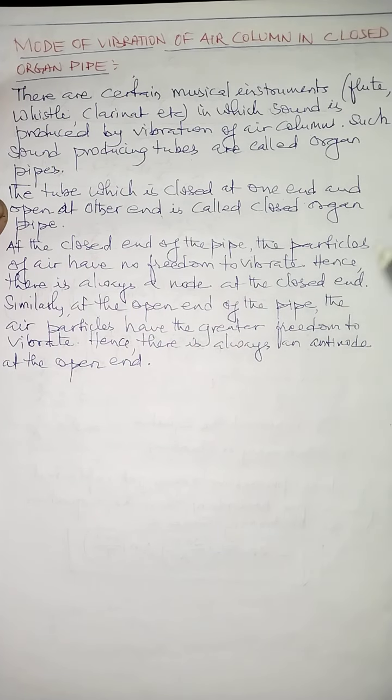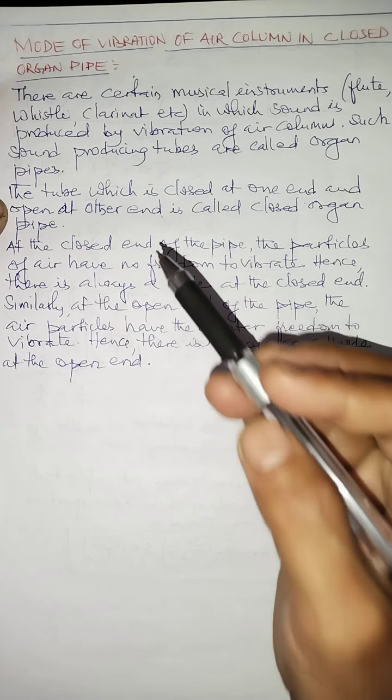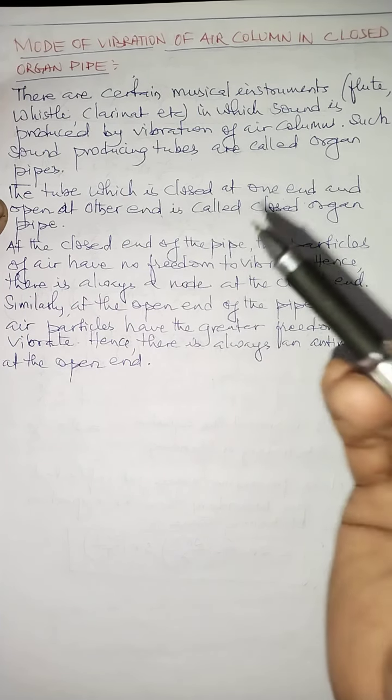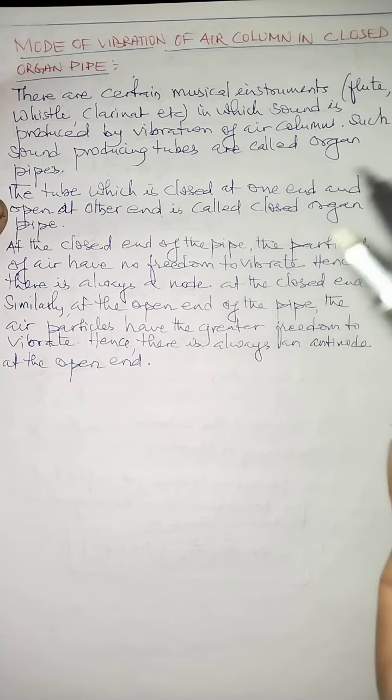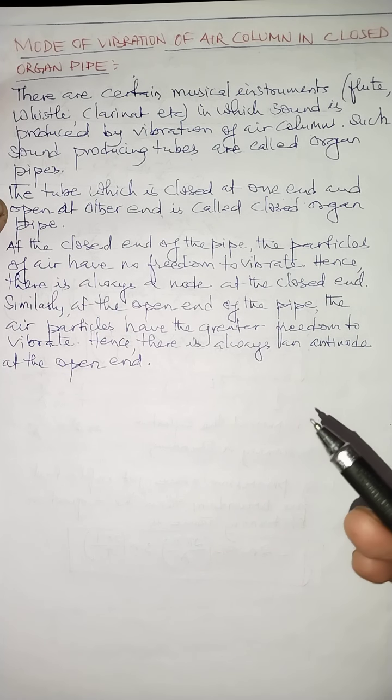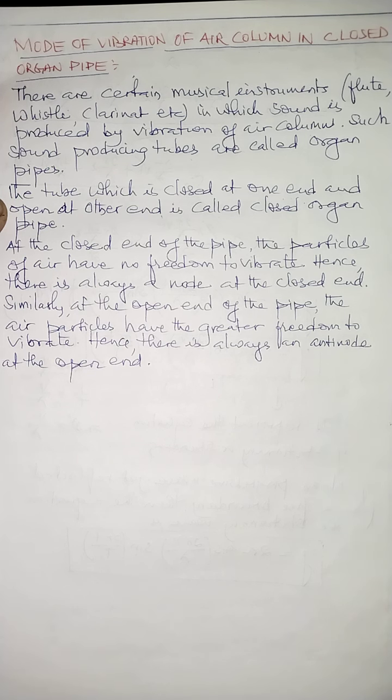Whenever sound is produced by these organ pipes, like the closed organ pipe, it is produced by the vibration of what column? Air column. That's why this particular tube is called an organ pipe. And when we hear the sound by the vibration of air columns, remember this, children, that in this organ pipe also a stationary wave is generated. But how is the stationary wave generated? When we blow air from the open end of the organ pipe, a wave is produced.